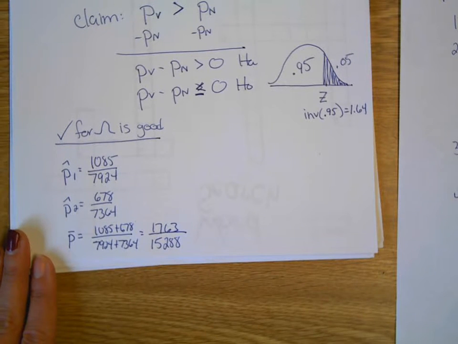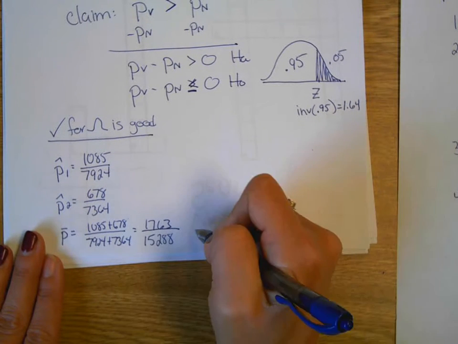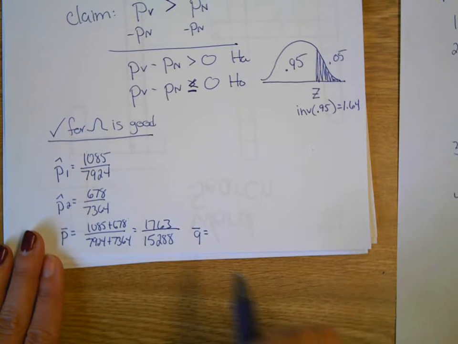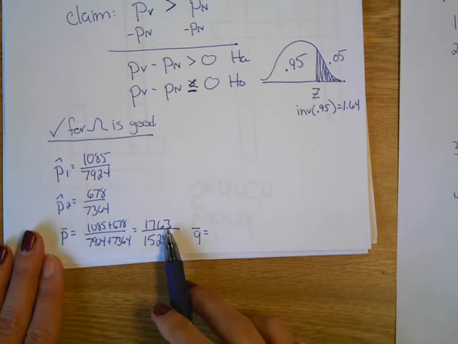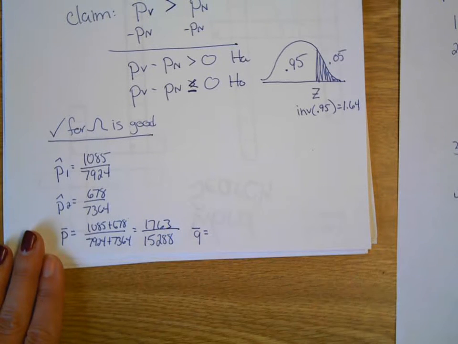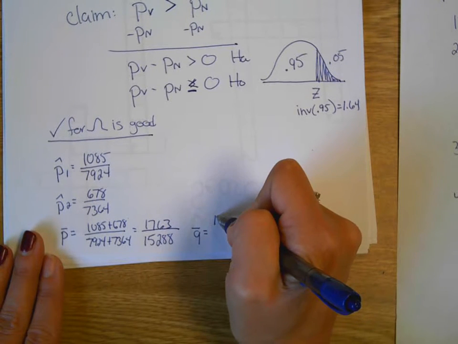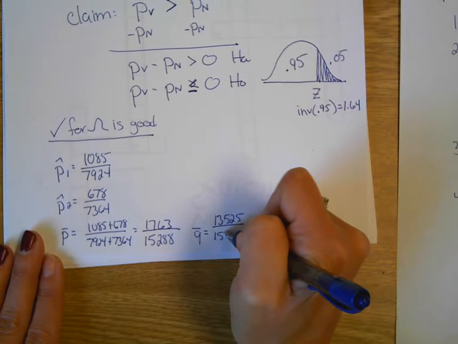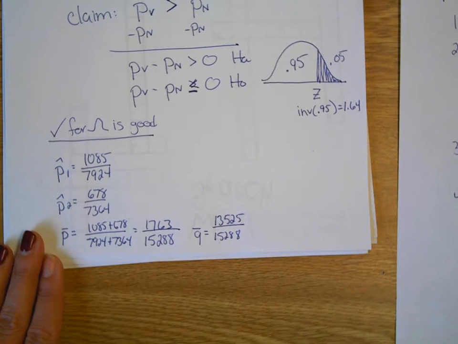63. Okay. How do I get q bar? Because I need q bar too. You take the 1763 subtracted from the total. So it's the number of failures. So 15,288 minus 1763. 13,525 over 15,288. Okay, ugly fractions, but now it's just plug and chug.